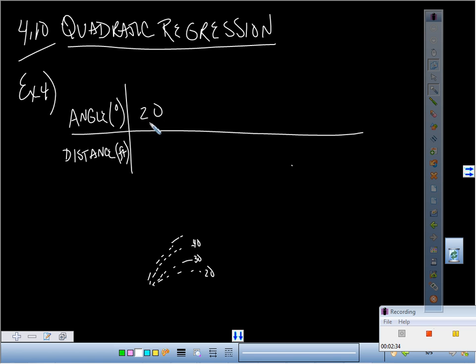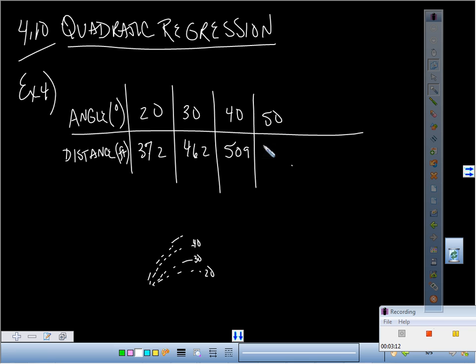All right, so at 20 degrees, it goes 372 feet. At 30 degrees, it goes 462 feet. At 40 degrees, it goes 509 feet. At 50 degrees, it goes 501 feet. See, it's not going as far. At 60 degrees, it goes 437 feet. And at 70 degrees, it goes 323 feet.